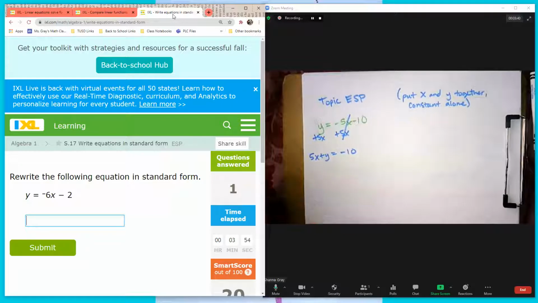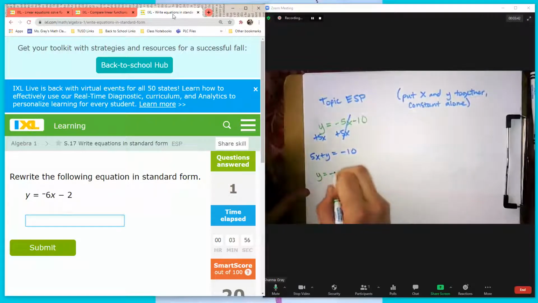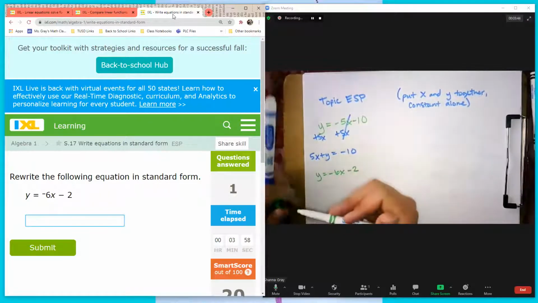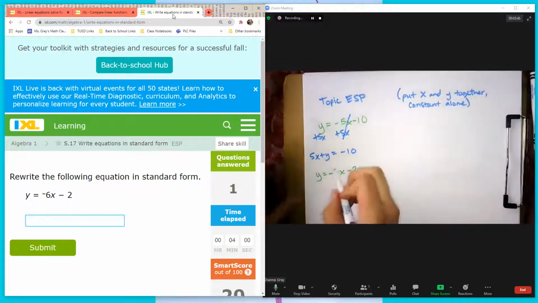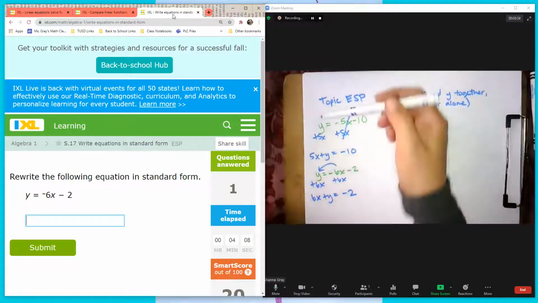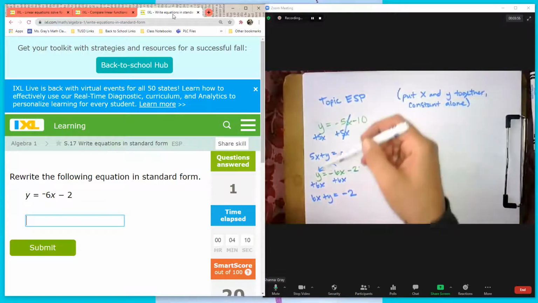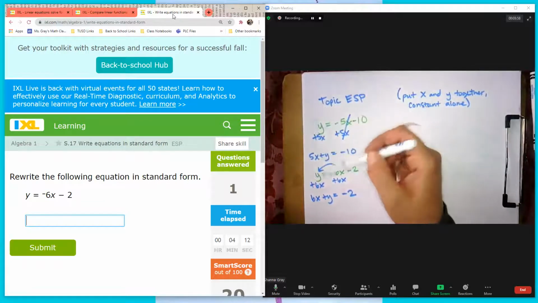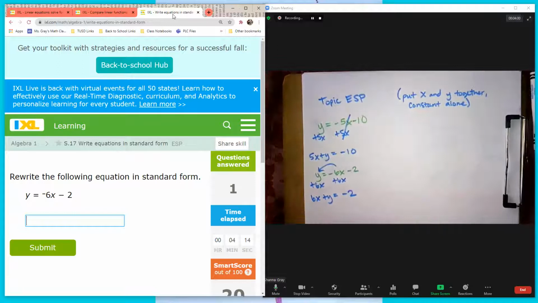Okay, next example. Y equals negative 6x minus 2. So again, I need to move this over here to be with the y. So I have 6x plus y equals negative 2. Don't forget, since the y here had nothing in front of it and the y here had nothing in front of it, that's why it's a plus y. If it had a different sign, obviously it'd be a different equation.